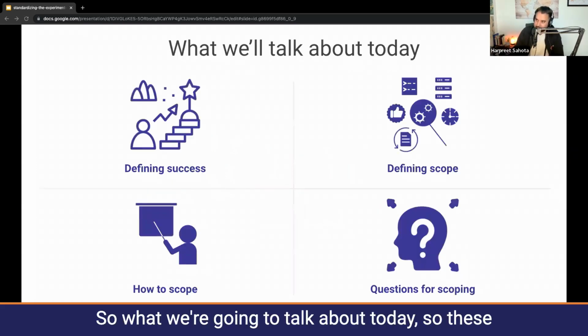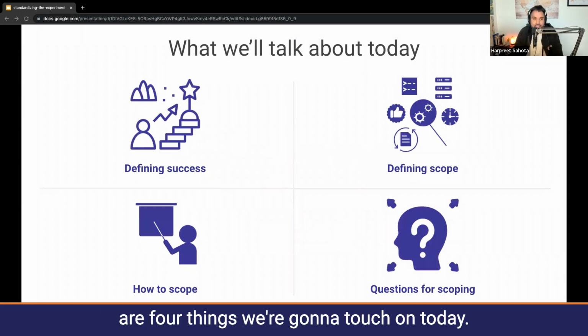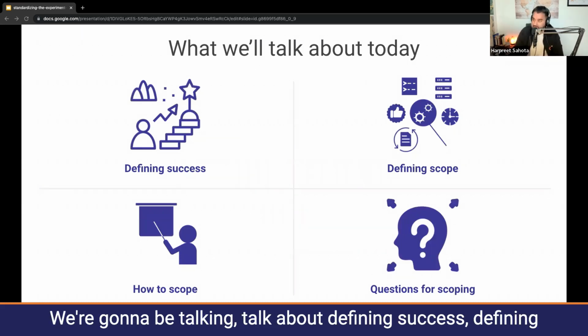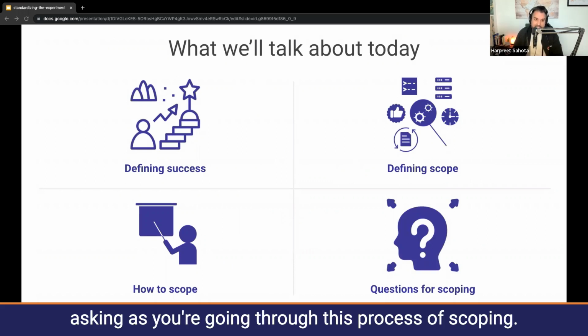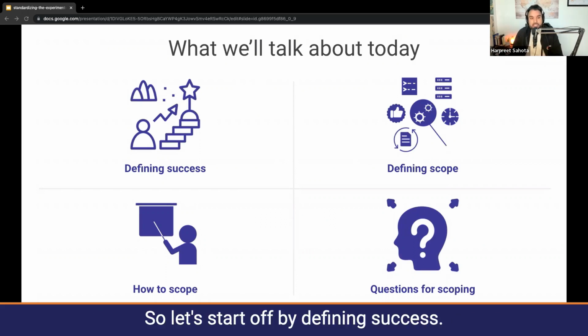So these are the four things we're going to touch on today. We're going to talk about defining success, defining scope, how to scope, and questions that you should be asking as you're going through this process of scoping. So let's start off by defining success.